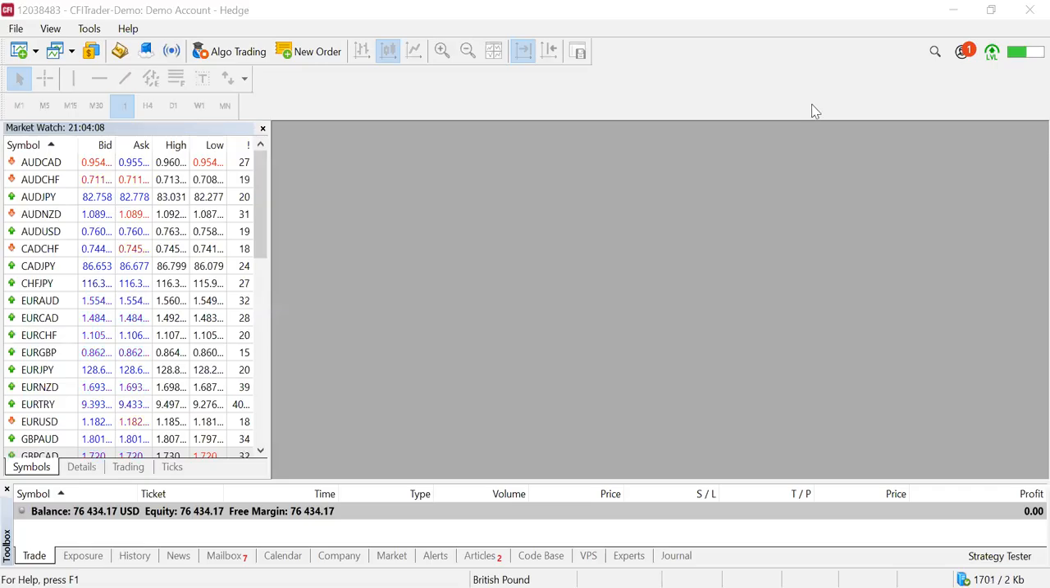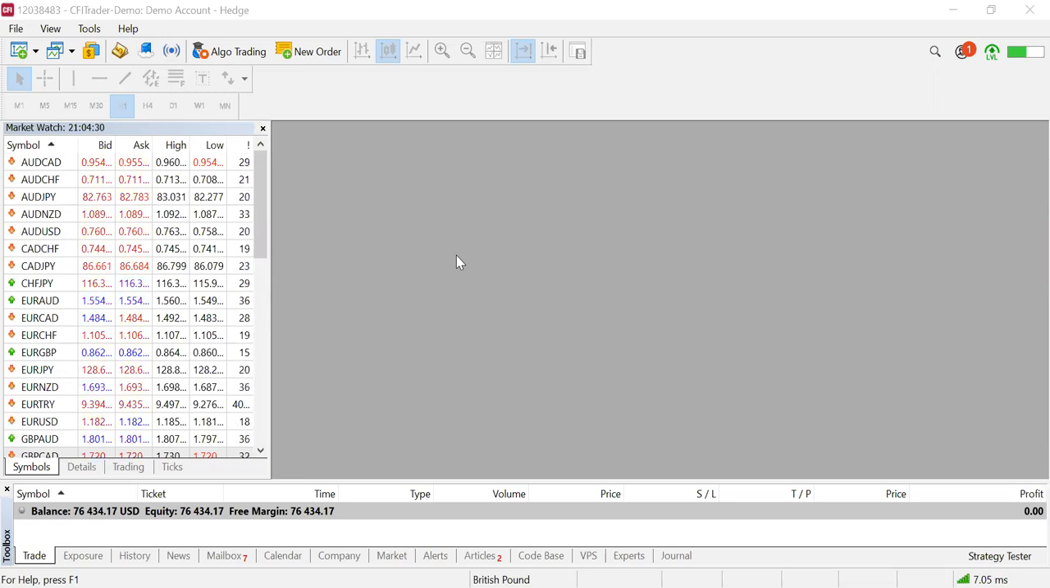No problem. Okay, so now let's start. Let me share the screen so you can see the platform now. Can you see the platform, right? Okay, perfect. So this is how it looks as soon as you open up the MT5.